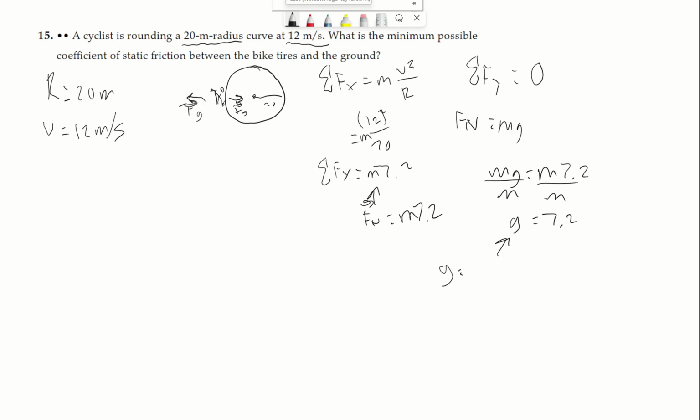But we need to find out what g is equal to. g is gravity, so gravity is 9.8. Then the coefficient of static friction is equal to 7.2. Let's divide by 9.8 on both sides, and the coefficient of static friction is equal to 0.73. And that is how you solve that.